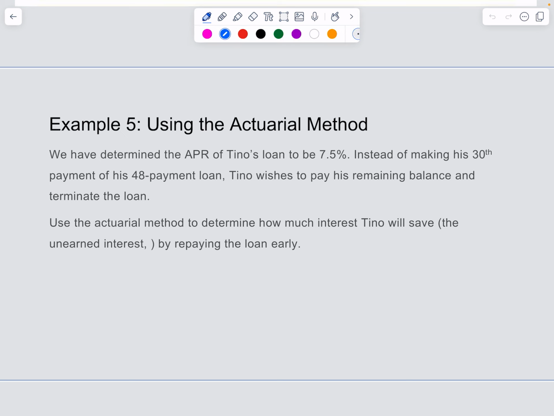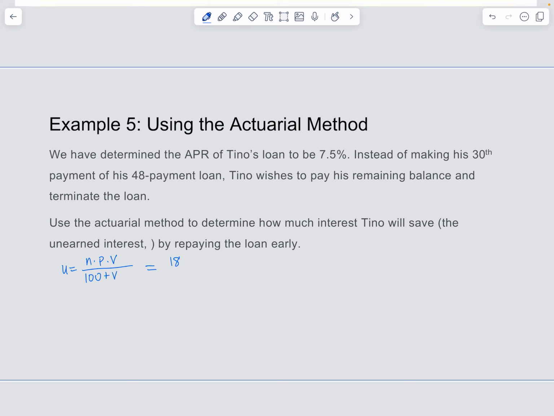I always like to start by writing our formula. Our formula is U equals N times P times V, over a denominator of 100 plus V. And then we plug in everything that we know. So N is the number of payments left. Since he paid 30 and there were 48, that means we have 18 left.